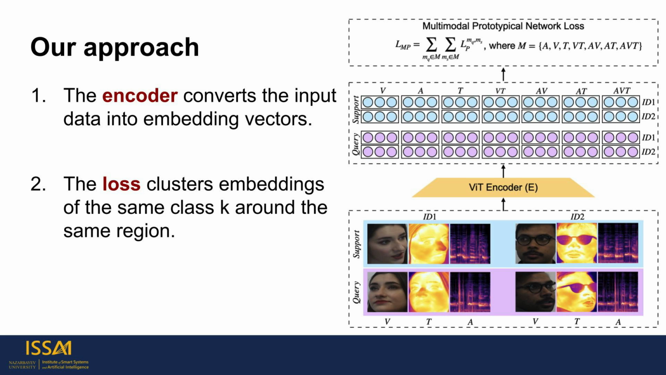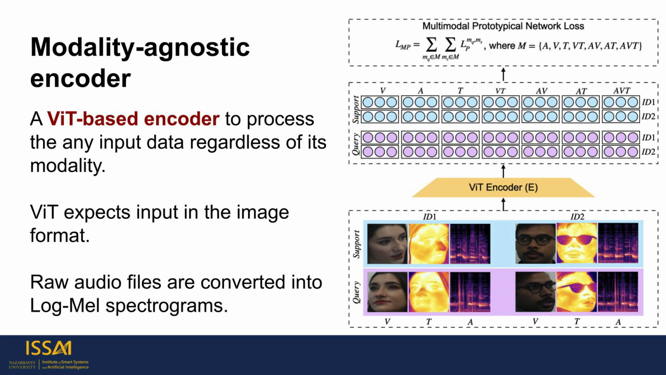Our model consists of two major parts: the encoder, which is based on the visual transformer, and the training loss. I'll first go through the encoder, which converts the input data into embedding vectors. And then I will explain how we adapted the prototypical network loss for our multimodal task. As per requirement of the original loss, a training batch is partitioned into query and support sets for every speaker. Because the ViT encoder expects input in an image format, we translate the raw audio data into log-mel spectrograms. The deployment of the single ViT-based encoder with shared weights across all modalities enables us to build a modality-agnostic system.